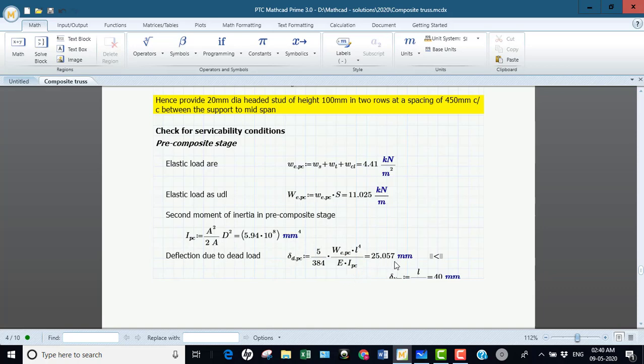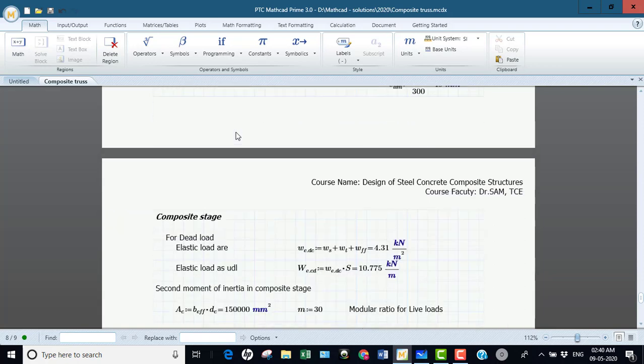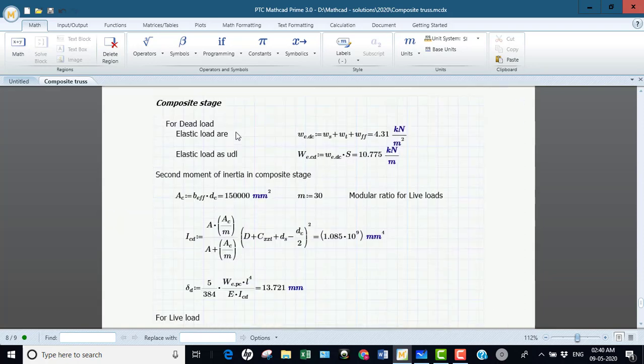It was found that the deflection is 25 mm. The limiting value is L by 300, so it is 40 mm. Your deflection is less than that, therefore it is safe in the pre-composite stage. In the same way, you also have to calculate the deflection check in the composite stage.